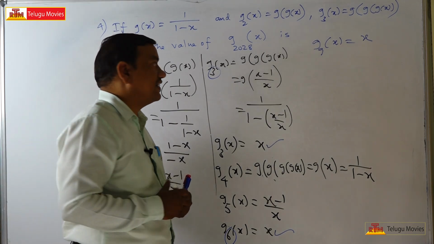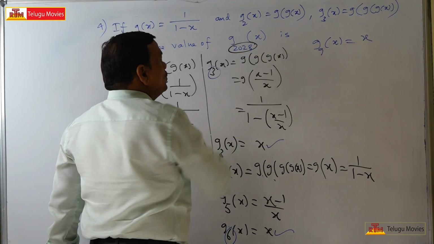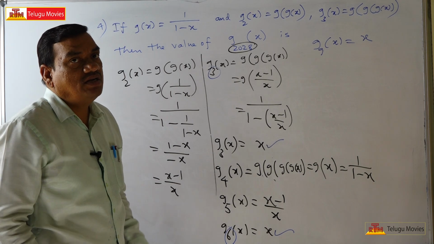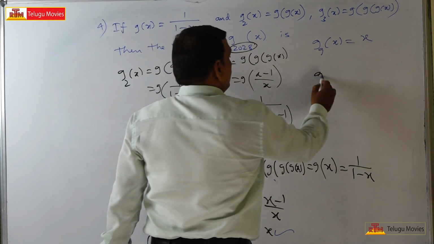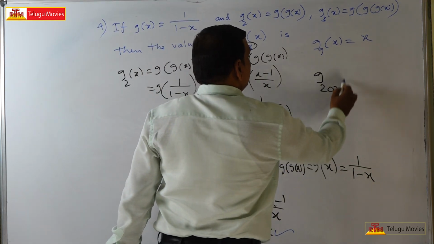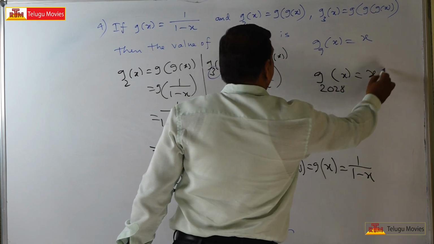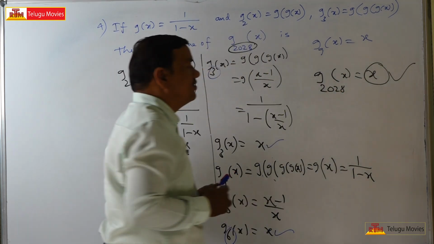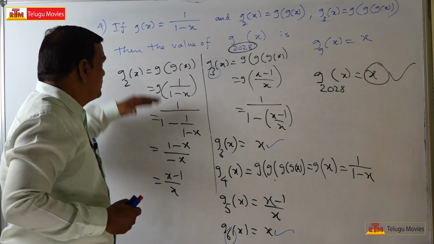Multiples of 3, you will get x. If you observe, 2028 is also a multiple of 3. Therefore, g of 2028 of x is equal to how much? x. That is your final answer. Understand this? One cycle completed.